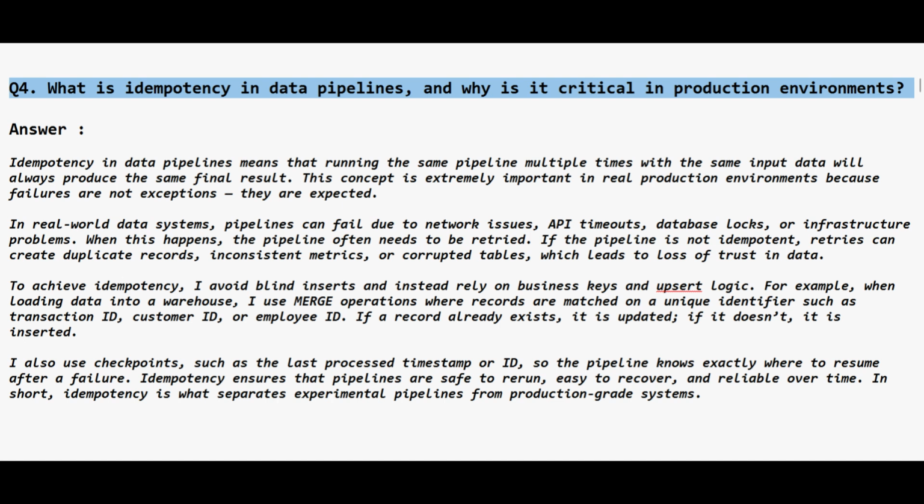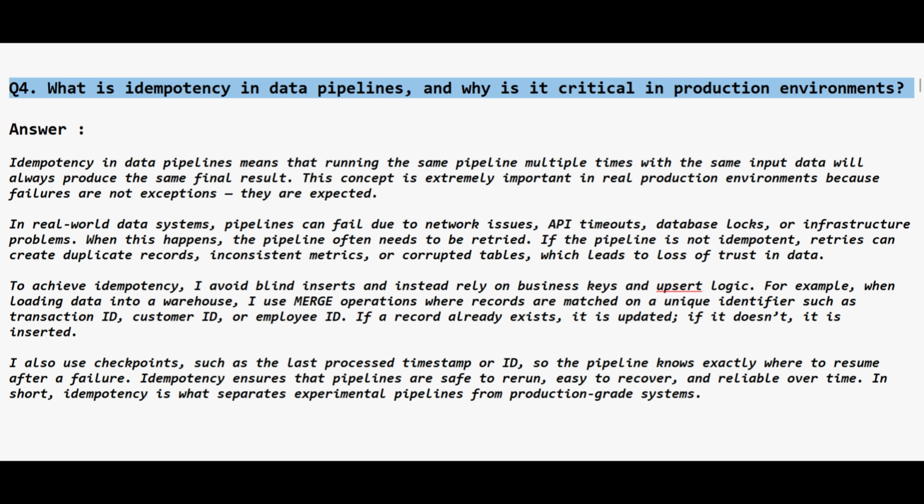Question 4. What is idempotency in data pipelines, and why is it critical in production environments? Answer. Idempotency in data pipelines means that running the same pipeline multiple times with the same input data will always produce the same final result. This concept is extremely important in real production environments because failures are not exceptions, they are expected. In real-world data systems, pipelines can fail due to network issues, API timeouts, database locks, or infrastructure problems. When this happens, the pipeline often needs to be retried.